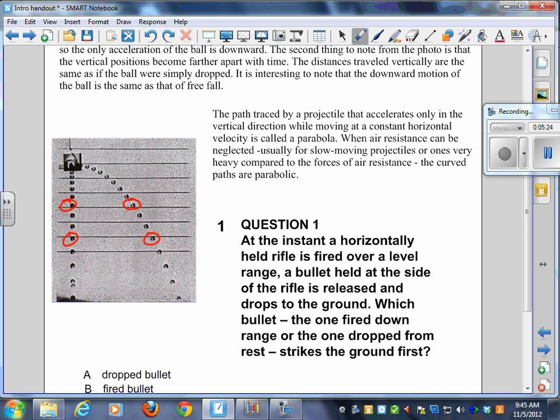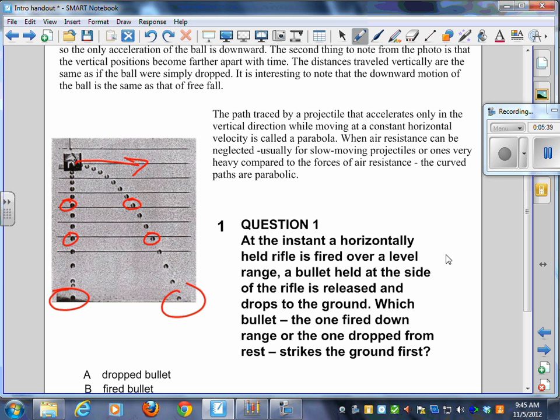So does it matter that this one was fired sideways? Will they land at exactly the same time? Seriously, they will. If you chuck the ball like this, and you drop one at the same time, they land together.